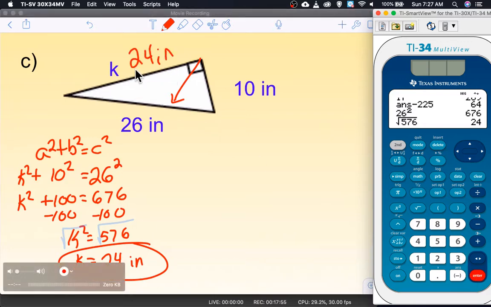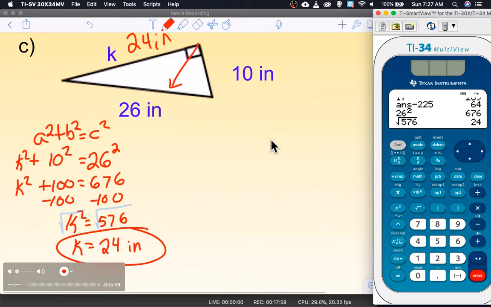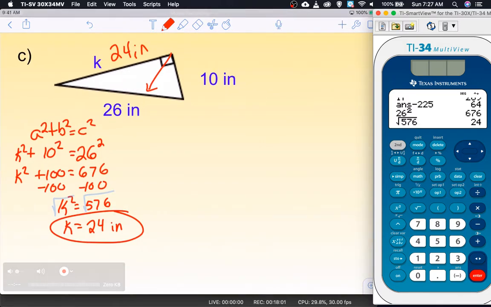I mean, it's bigger than this side. That's definitely the biggest side. Everything there looks fine. Okay, that's a step a lot of students don't do, is they don't check to see if their answer makes sense in the end.